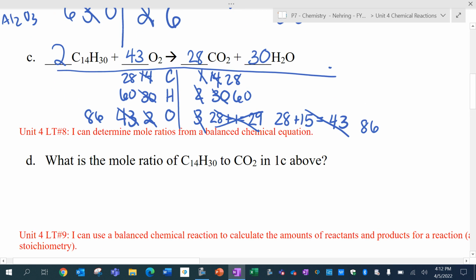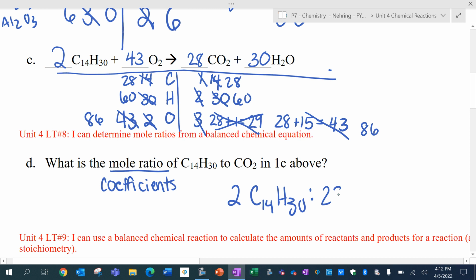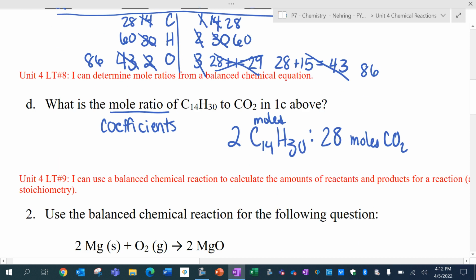All right, now let's think about what these equations tell us. So the important thing about these balanced chemical equations is they tell us something called the mole ratio. So the coefficients in the balanced chemical equation tell us the mole ratio. So looking at this reaction that we just balanced, it tells us that for every 2 of these molecules, the C14H30, every 2 of those that react, we're going to make 28 moles of CO2. And so we call that our mole ratio. We get that from our coefficients.